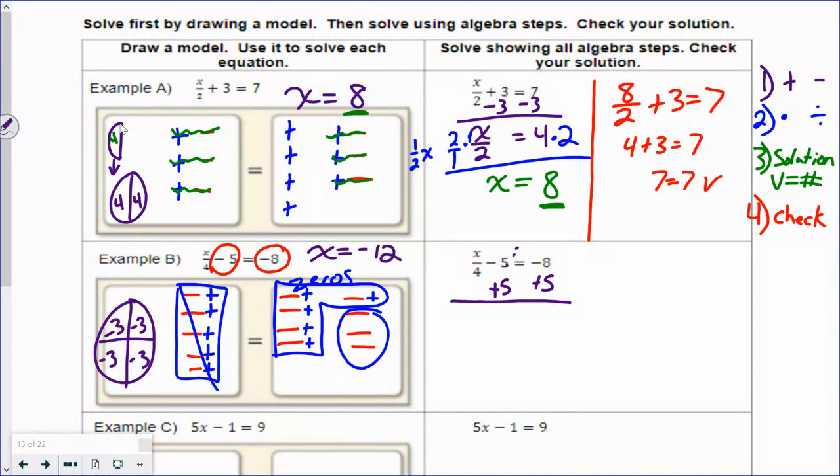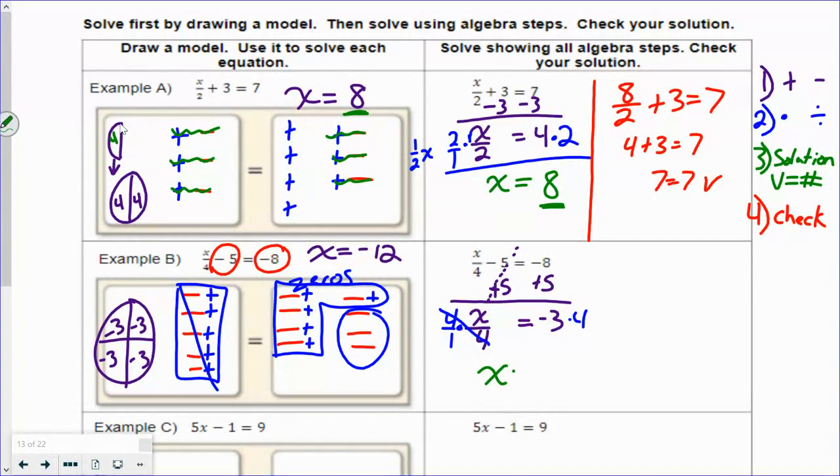These cancel. Bring down your x divided by 4 equals, you owe me $8 and give me 5, you still owe me $3 more. Now you get rid of this division. The opposite of divided by 4, multiply by 4. These cancel.